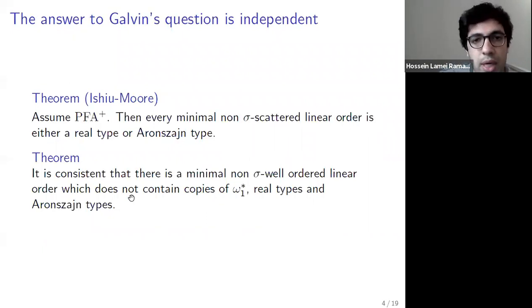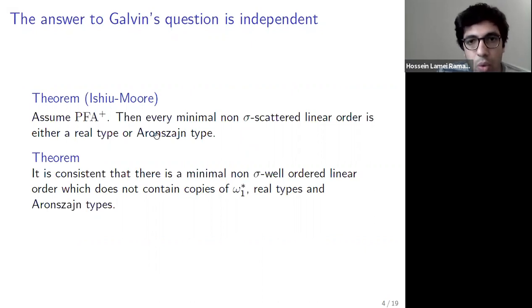Around 2009, I guess, Ishiu and Moore proved that under PFA plus, every minimal non-sigma scattered linear order is either a real type or an Aronszajn type. So let's recall that a linear order is scattered if it does not contain a copy of the rationals. It's sigma scattered if it's a countable union of scattered linear orders.